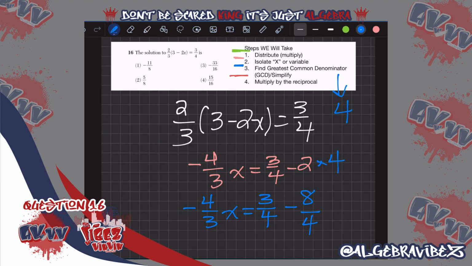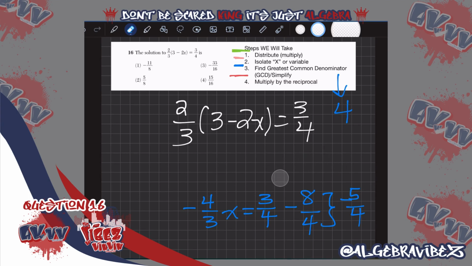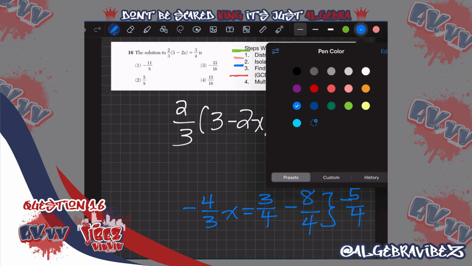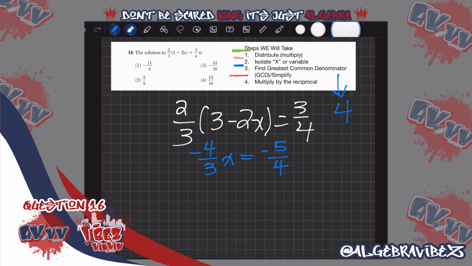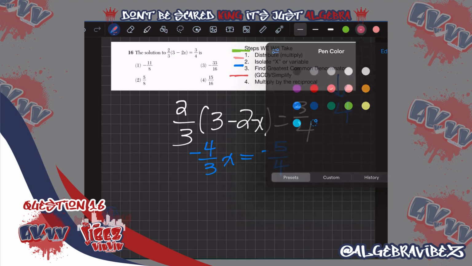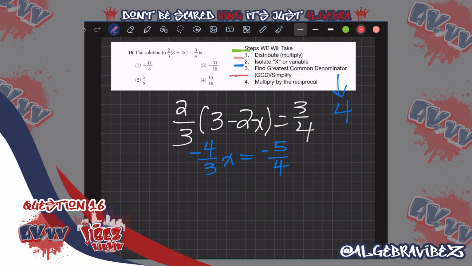Then we're going to simplify these two fractions, and that's going to give us a negative 5 over 4. I'm going to erase all this and rewrite in blue, because we're not on the next step yet. What we have left is negative 4 over 3x equal to negative 5 over 4. I'm going to get rid of all this stuff at the bottom and move on to our last step, which is for us to multiply by what's called the reciprocal, or the flipped fraction.